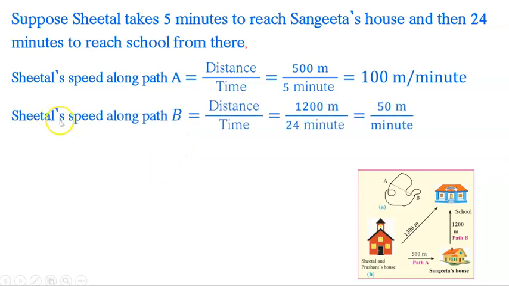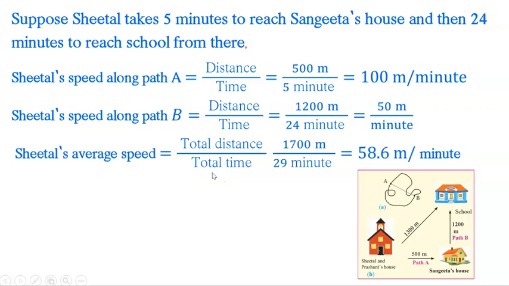Next, Shital speed along the path B. Path B means what? Sangeeta's house to school. The distance covered is 1200 meter and the time is 24 minutes. If we simplify this, then you will get 50 meter per minute.